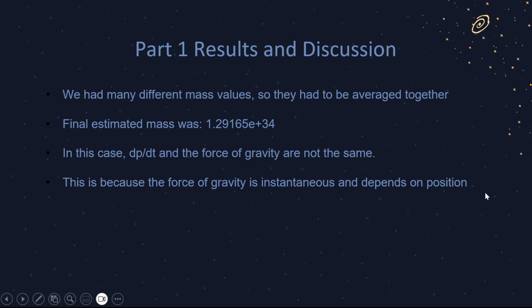All right, part 1, results and discussion. As I said earlier, we had many different mass values, so they had to be averaged together. So the final estimated mass was this right here, a very big number. And a big important thing about this is in this case, you think the force of gravity would be the same as your change of momentum. However, they're not, because your dp/dt is not instantaneous, while your force of gravity is instantaneous. So it's dependent on your position.